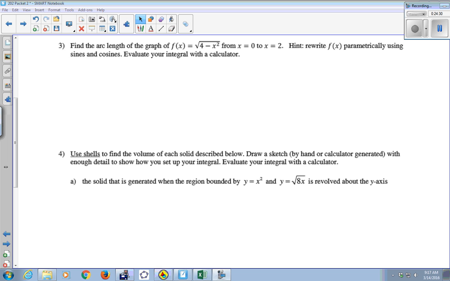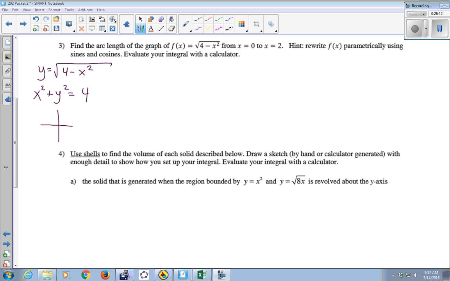All right, so looking at number 3, I'm not going to go through the whole thing of finding the arc length, but your hint is to rewrite that function using sines and cosines. Rewrite it parametrically using sines and cosines. So that function says y equals the square root of 4 minus x squared. If you square both sides and rearrange a little bit, you end up getting x squared plus y squared equals 4. And what does that look like? That's a circle with radius 2 centered at the origin. So quick sketch like that.